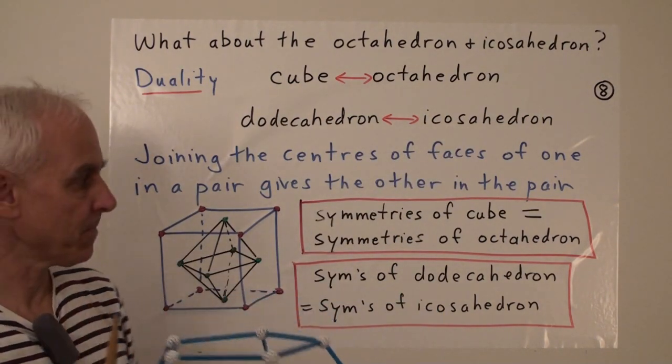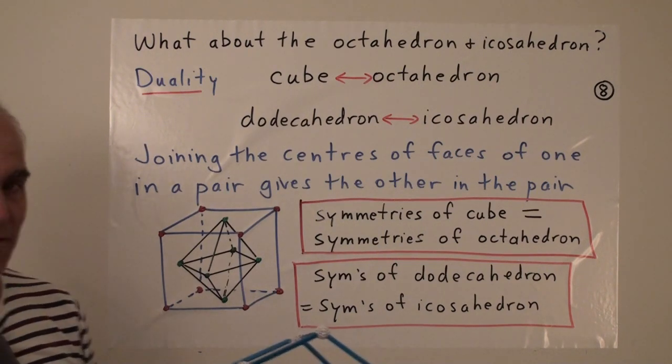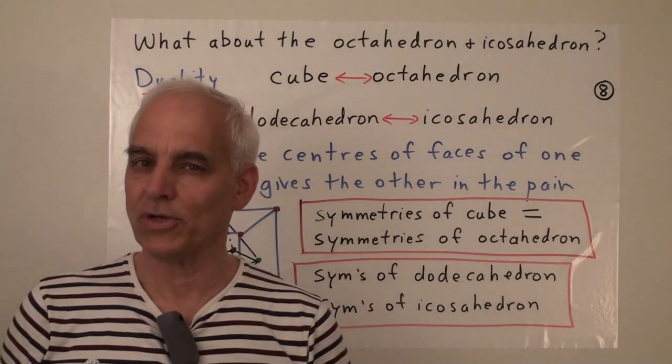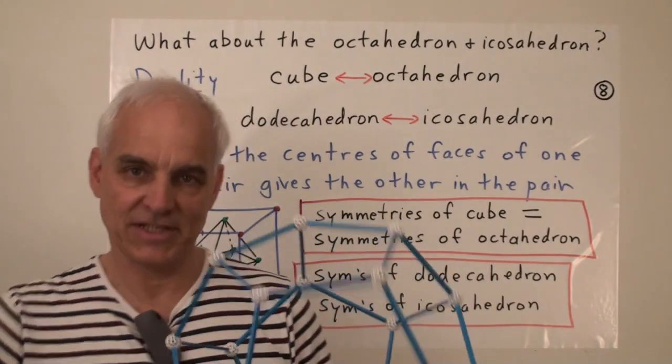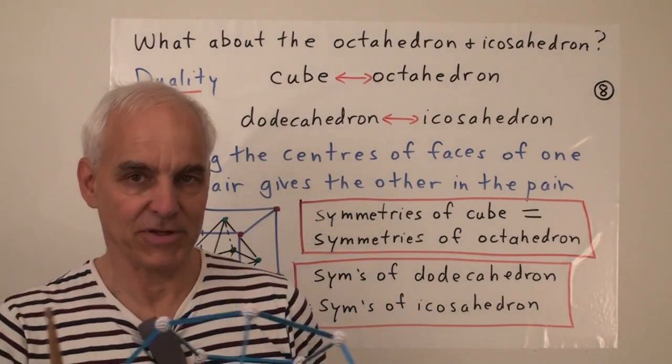So in fact, although there are 5 Platonic solids, there really are only 3 groups of symmetries of these 5 Platonic solids.